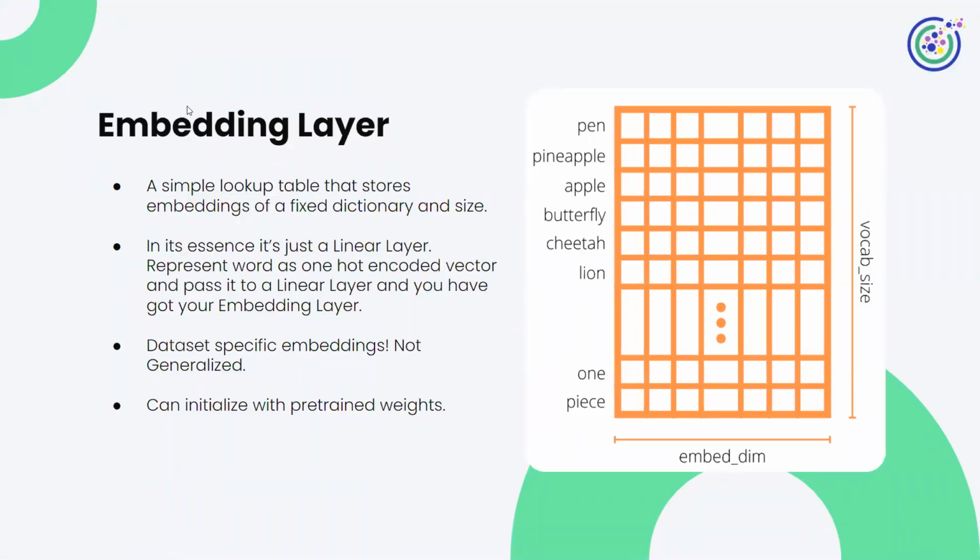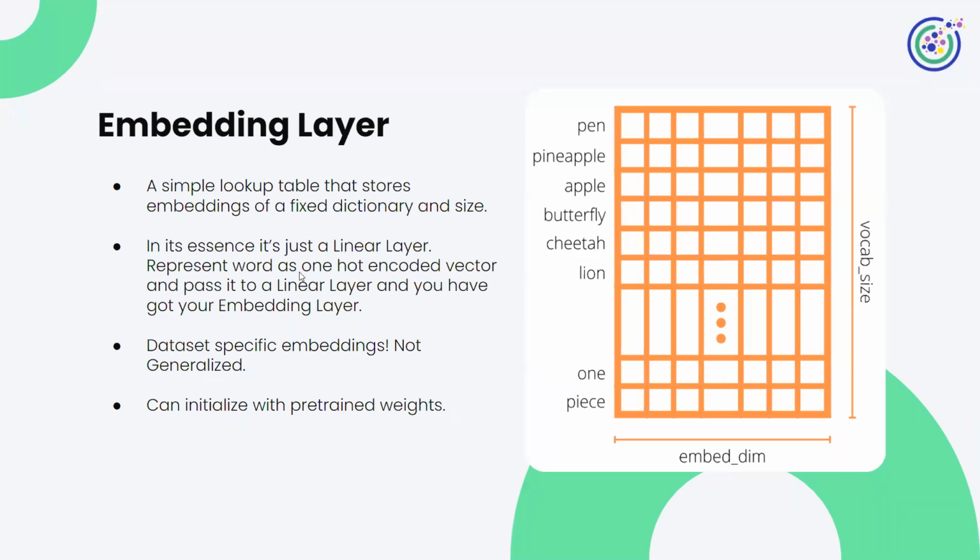This is the thing that you'll be using whenever you are using RNNs to classify. Usually this is what you use. It's basically another layer, like a lookup table, right? Let's say at the 0th index you have the word pen, and the 0th row of this table will have the vector embedding of the word pen. Same for pineapple: the first index of this table will have the vector representation of the word pineapple. And in its essence, it's basically just a linear layer.